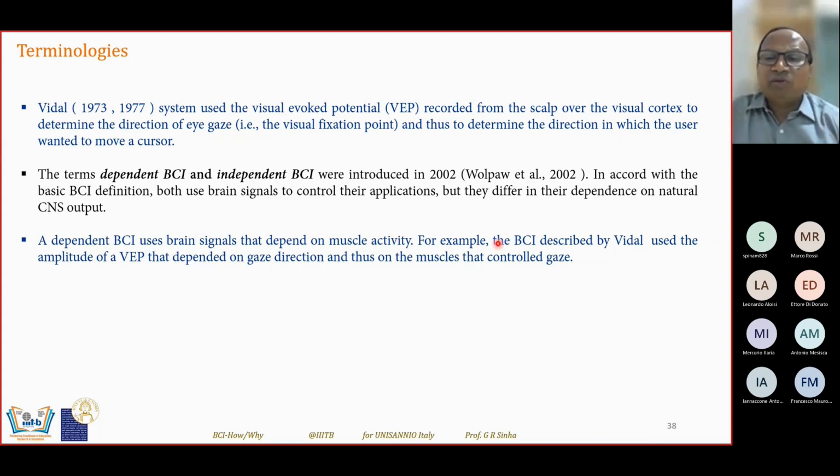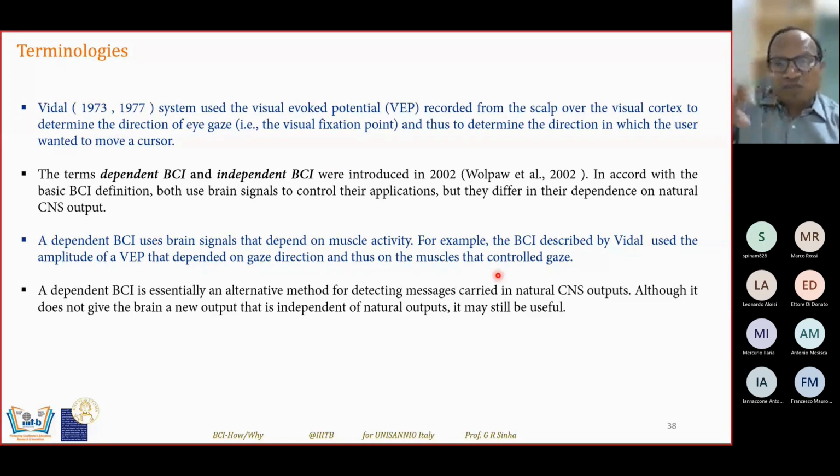So dependent BCI uses brain signals that depend on muscle activity, because the muscle activity is controlled by CNS. For example, the BCI described by Vidal, which is at the top, uses the amplitude of VEP. What is VEP? Visual evoked potential depends on gaze direction, that is eye gaze direction, and thus the muscles that control the gaze. That's what I'm trying to say.